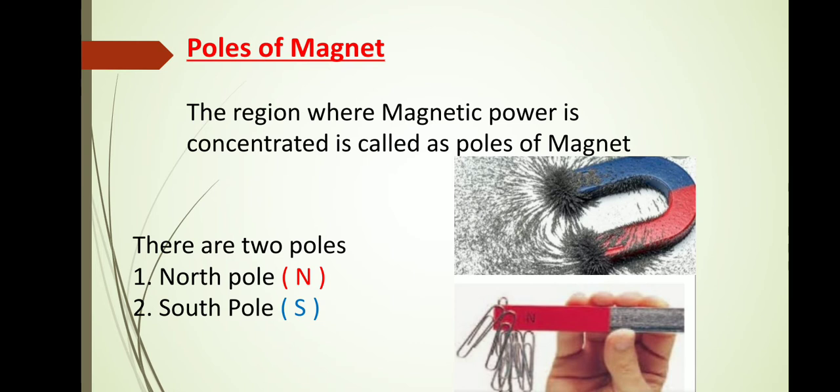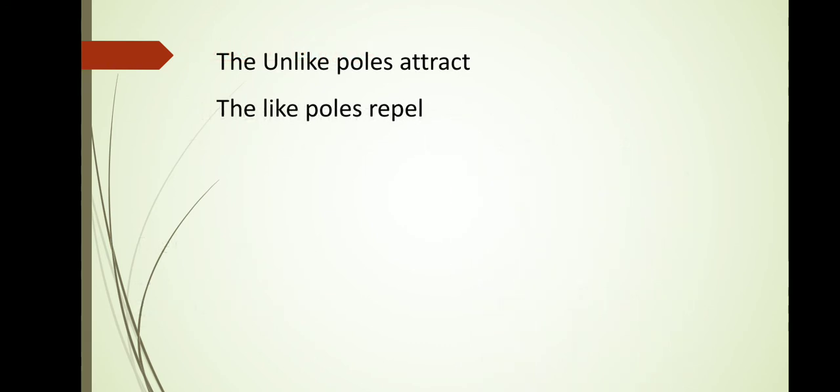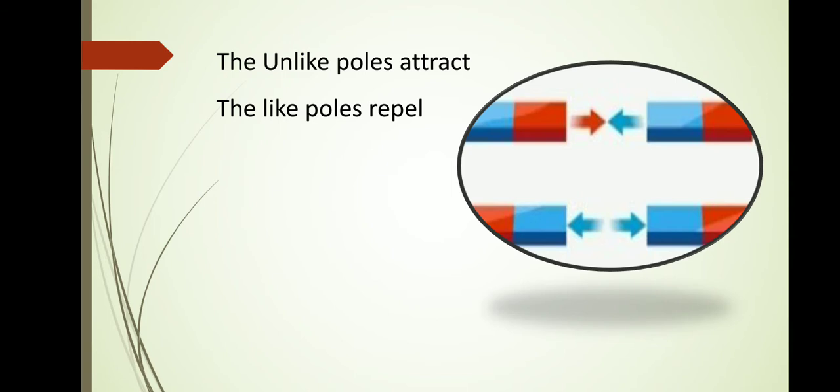Now there are two types of poles, that means two poles, North Pole, South Pole. Always North Pole is indicated by red color, South Pole is indicated by blue color. Furthermore, let's talk about like poles, unlike poles, or similar poles and dissimilar poles. What do you mean by like poles? Like poles means same poles. For example, north and north, south and south.